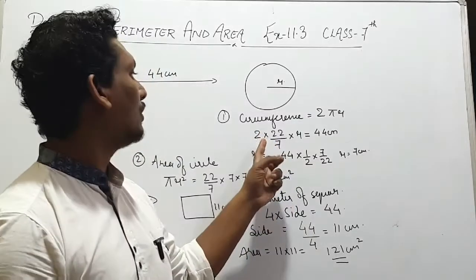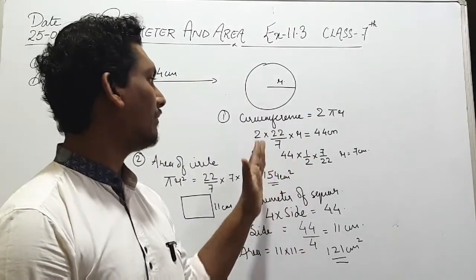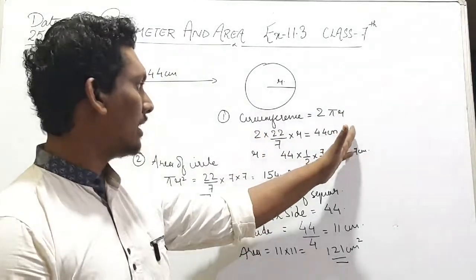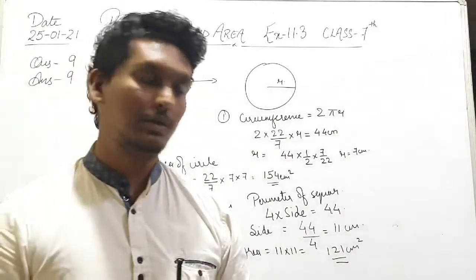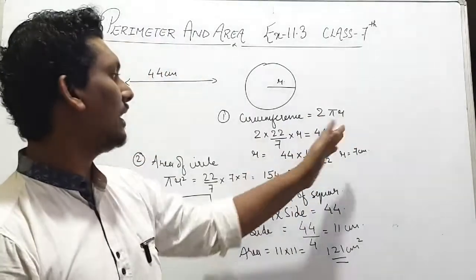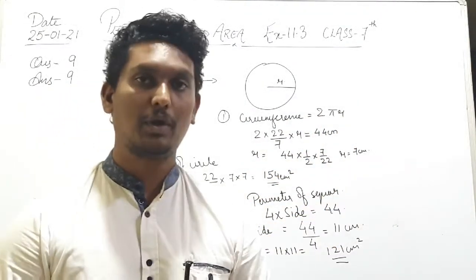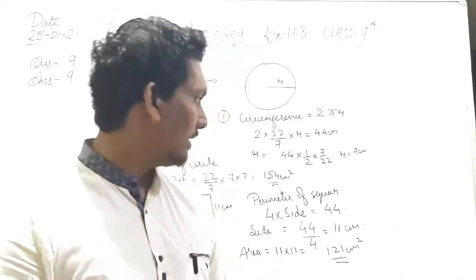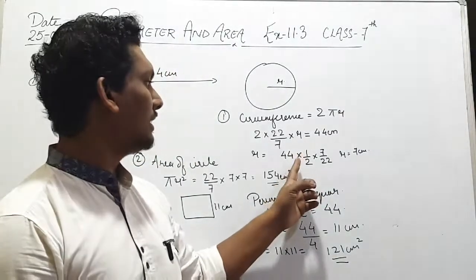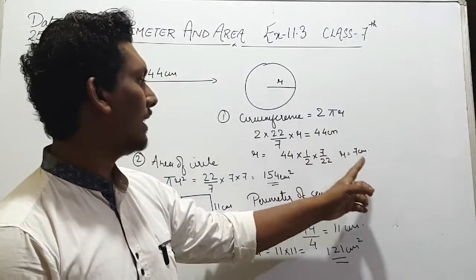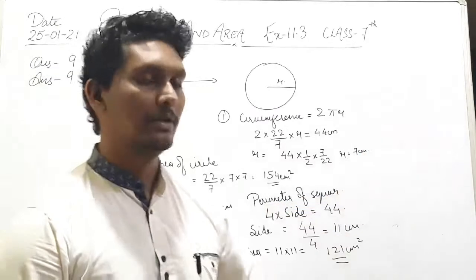44 centimeter. So for finding the radius, we have to shift this 2 to the RHS side and this 22 by 7 to the RHS side. While shifting, it will become reciprocal. This question we have already done in the previous exercise. So when you cancel this calculation, you will get radius 7 centimeter.